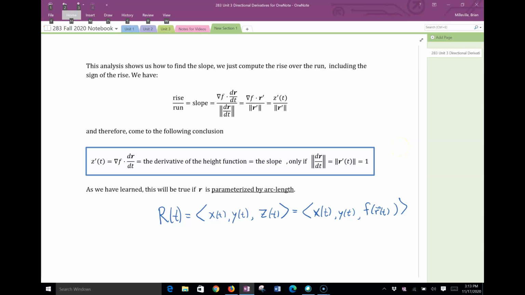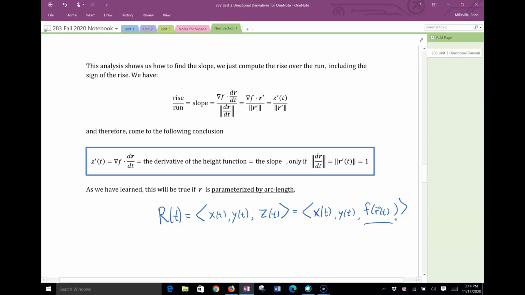Hello everyone, and welcome to our second video on directional derivatives. In the first video, toward the end, we came to this conclusion: if we were looking at the function capital R of t, which was determined by taking the function little r of t and restricting the function f to that curve or that path in the xy plane, that generated a curve on the graph of the function f, which is a surface in 3 space.